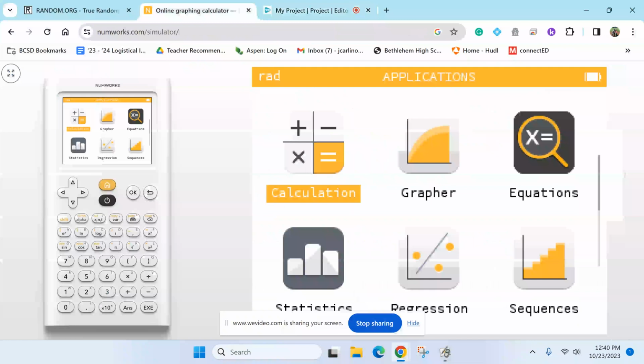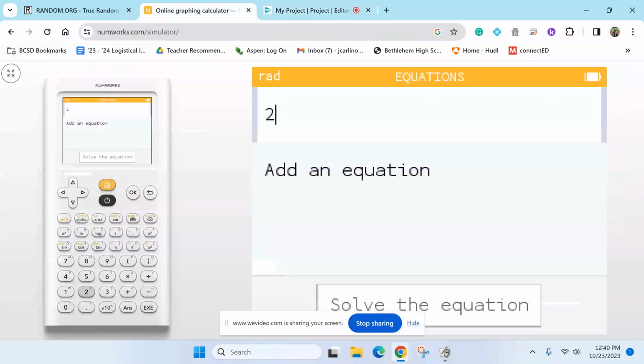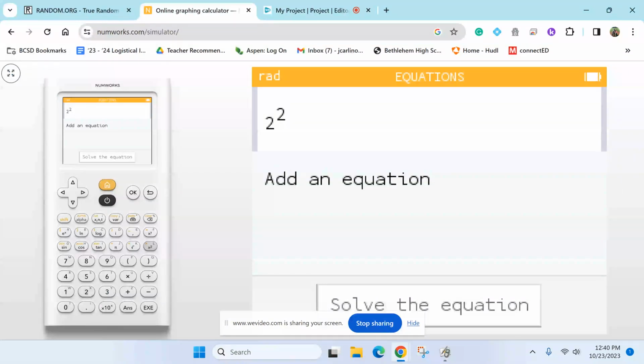All right, so over to the equation solver. Add an equation. What do we have? 2 squared, plus, what was it, 3? 3 squared. And a reminder where the equals button is. The equals button is where the pi is. Yep, the squared is above the parenthesis, right-hand side. And then the equals is where the pi is, but you have to go shift pi.